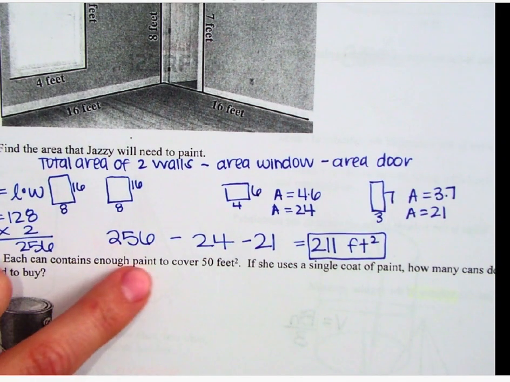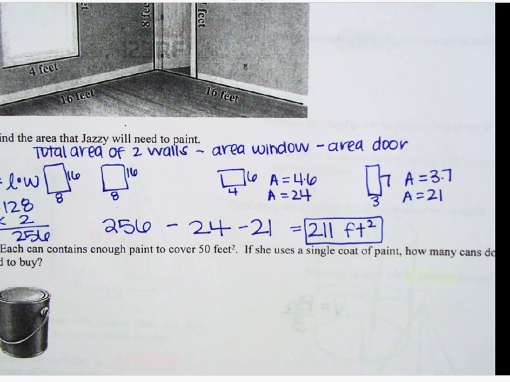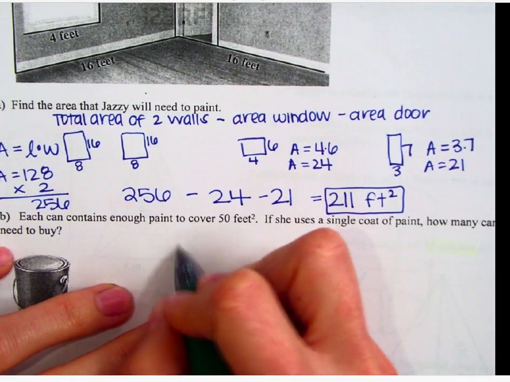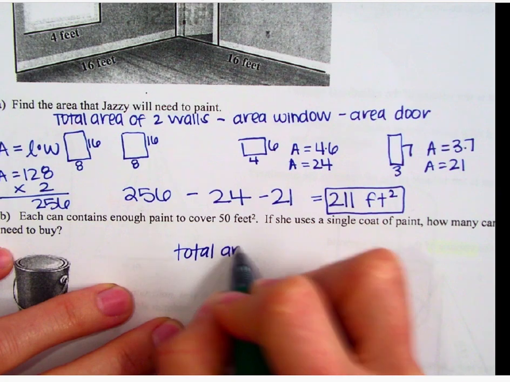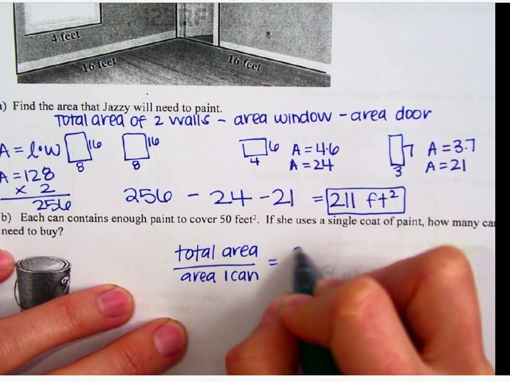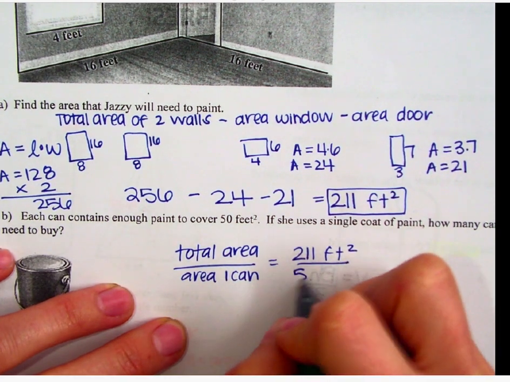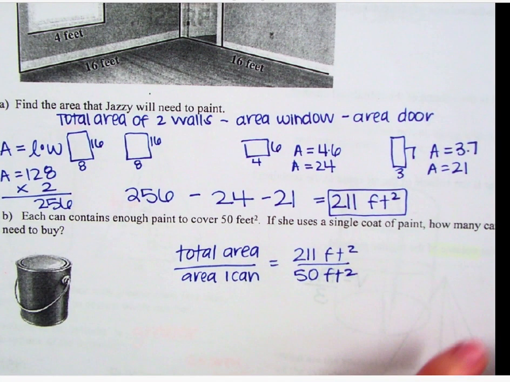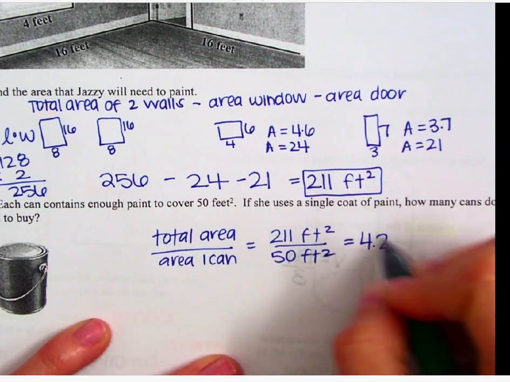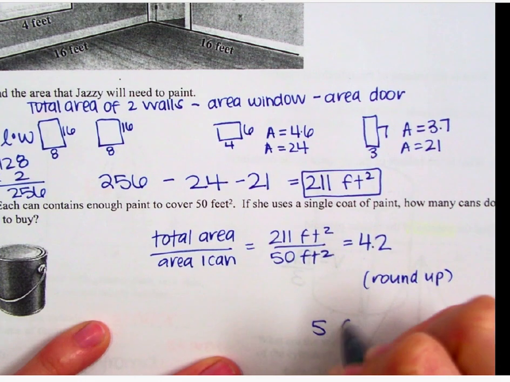Each can contains enough paint to cover 50 feet. If she uses a single coat of paint, how many cans will she need to buy? Okay, so we're going to take the total area, divide it by the area of 1 can, and that'll tell us how many cans we need. So we have 211 divided by 50. That's 4.2 cans, but we need to make sure to buy enough, so we're going to round up. We need 5 cans.